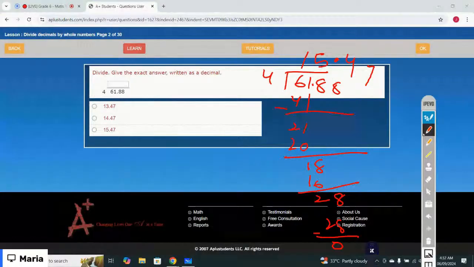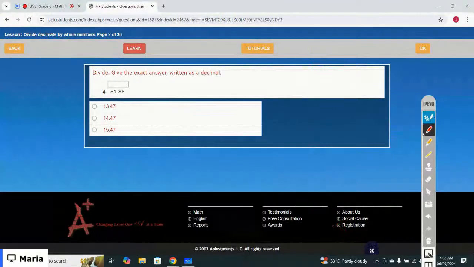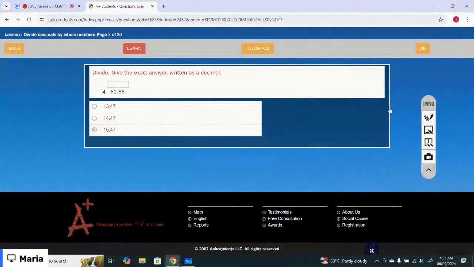The correct option is 15.47. That is option number 3 is the correct option.